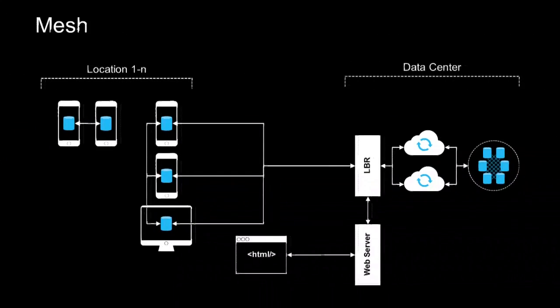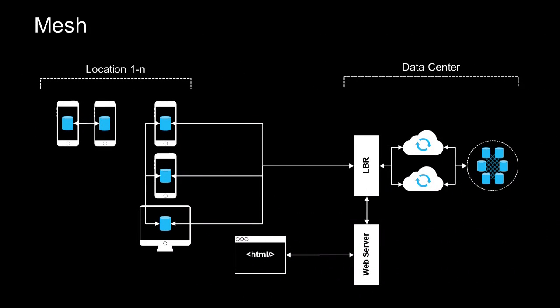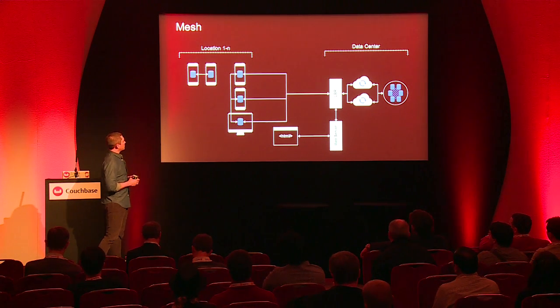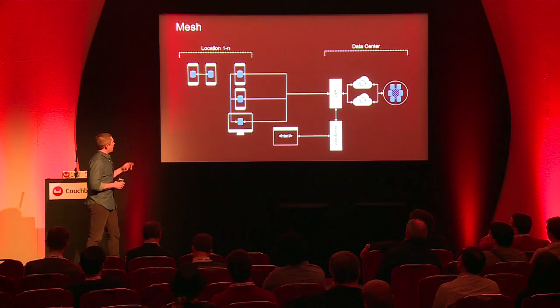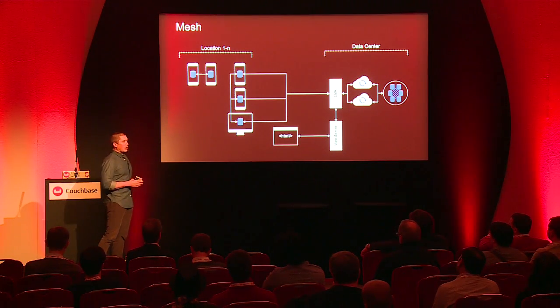Okay, and the last one here is a mesh topology. So this one's a pretty cool topology. So the cloud side is exactly the same. You have a Couchbase server cluster, some sync gateway nodes, a load balancer in front of that, optionally, again, your web server. And then you have some devices running Couchbase Lite. There's no sync gateway here. And those devices are talking to the cloud, but they're also connected to each other using a peer-to-peer network.